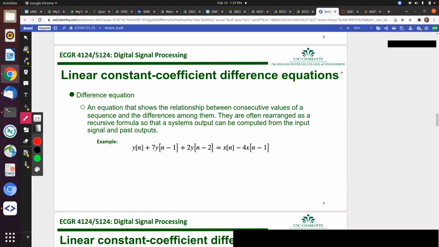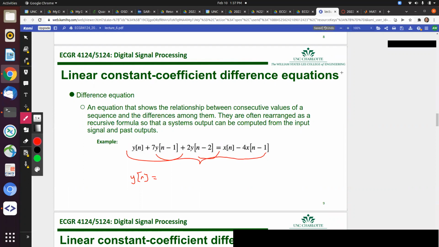The equation shows the relationship between consecutive values of a sequence and the differences among them. You can rearrange them in a recursive formula so that system outputs can be computed from the input signal and past outputs. So I think all we're really trying to say here is that this is how we write difference equations mathematically in terms of that summation. But when we think about calculating the output at a given time, we always think about y of n is equal to, and then moving all of this term and this term to the other side.